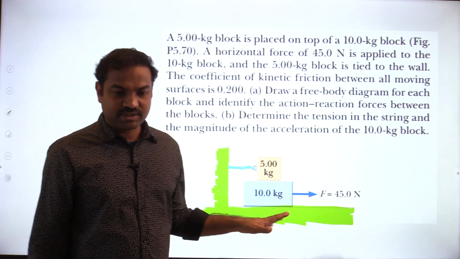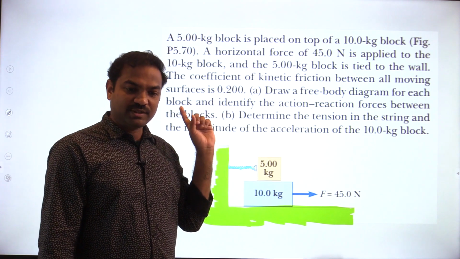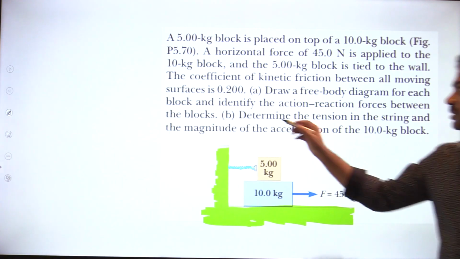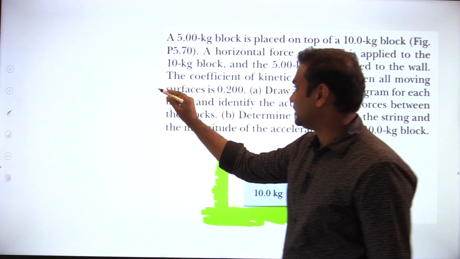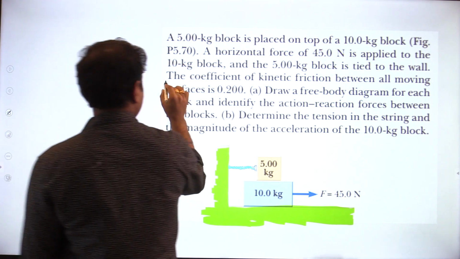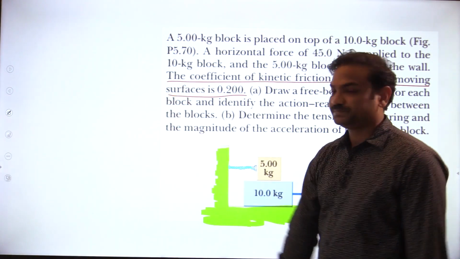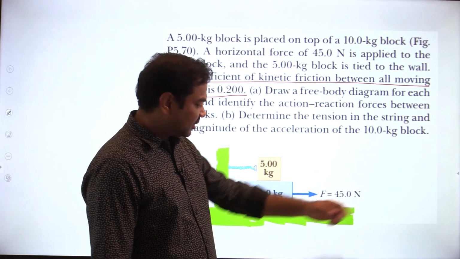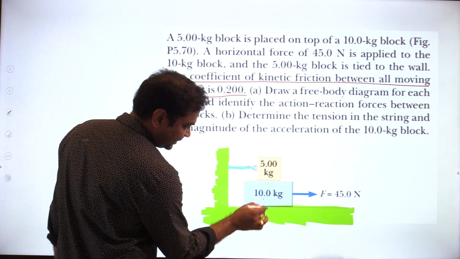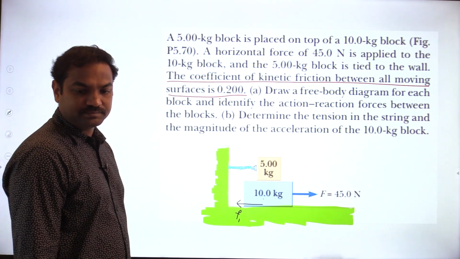See, always in physics, first see the diagram and see the question. Then you can read the question faster, because the diagram will give you some logic. Coefficient of friction, this is the one thing which you need to take care. The coefficient of friction between all moving surfaces is 0.2. See, as we are pulling the 10 kg block, how will the friction act? Friction between the ground and the 10 kg block will act in the backward direction, that is F1.